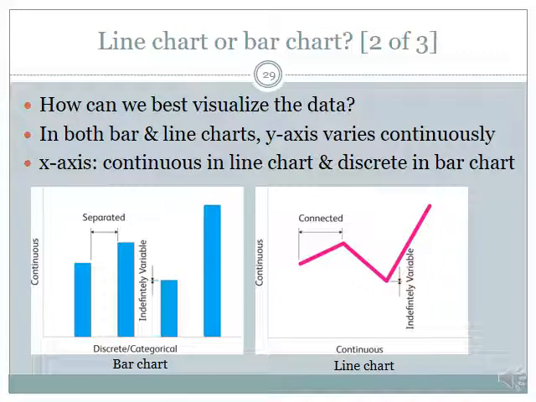Now to decide whether you should use a line chart or bar chart, you should ask which is best to visualize the data. In both bar and line charts, the y-axis varies continuously, as you can see. But the x-axis is continuous in the line chart, and in the bar chart it is discrete. Now let us see an example to understand.